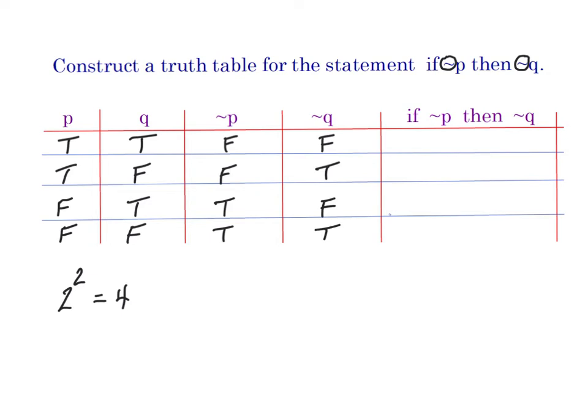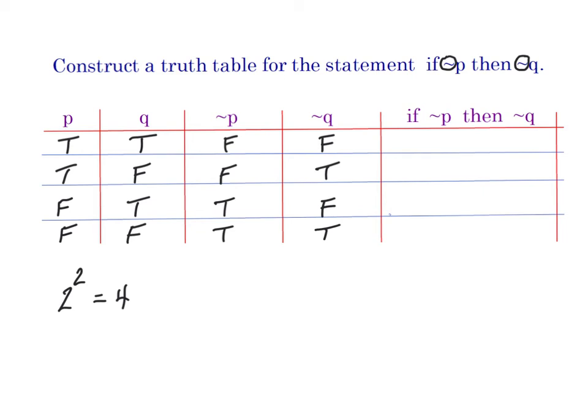Now I'm ready to fill in my last column, which is the statement, if not P, then not Q. This is an if-then statement, so it can only be false when the premise is true and the conclusion is false. So let's take a look at that. And remember, we're looking at the 3rd and 4th columns, not P and not Q.